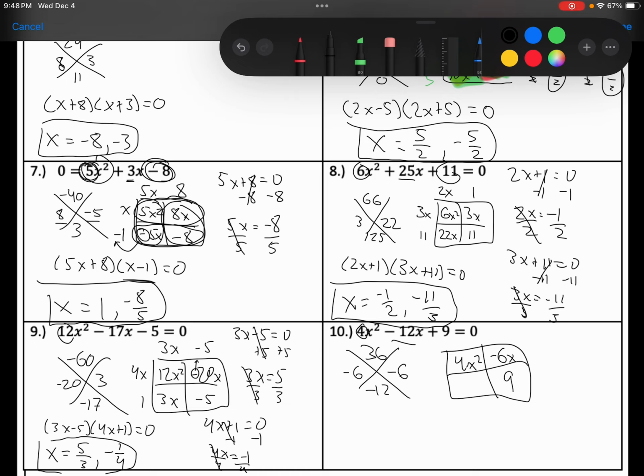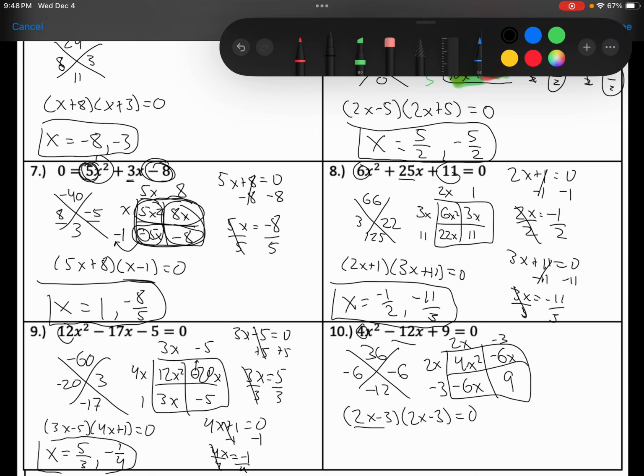Negative 6x are going to go in each of these other boxes, giving me 2x minus 3 on the top, and again 2x minus 3 on the bottom, because 4x squared and negative 6x have 2x in common, and negative 6x and 9 would have negative 3 in common. So this gives me factors 2x minus 3 and 2x minus 3 equals 0.